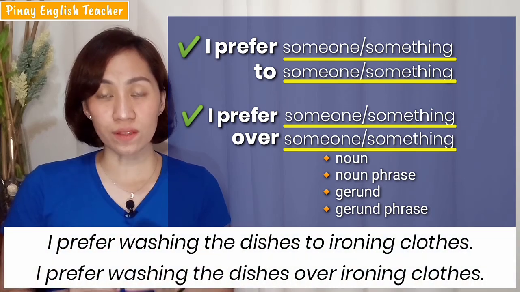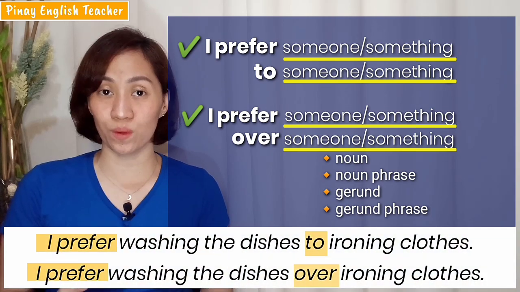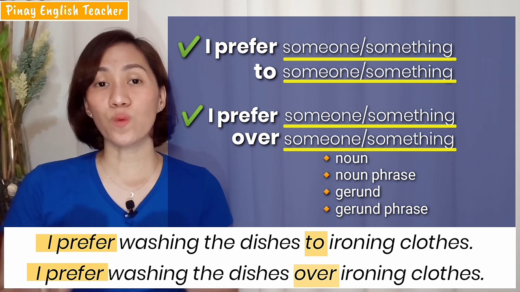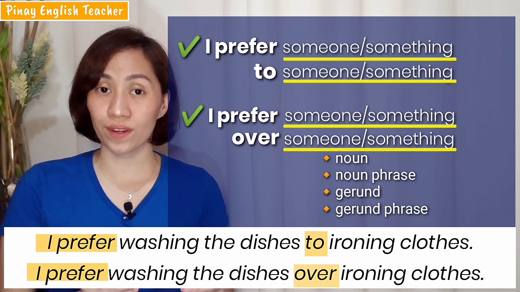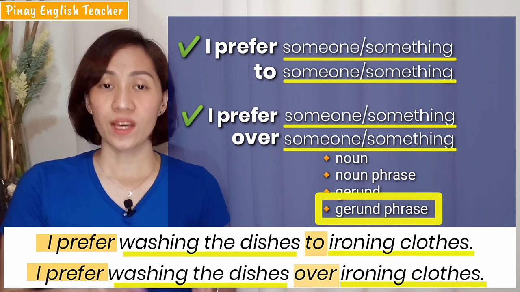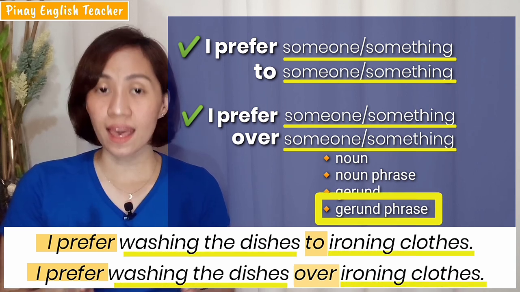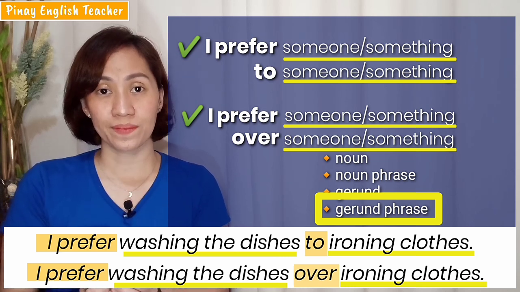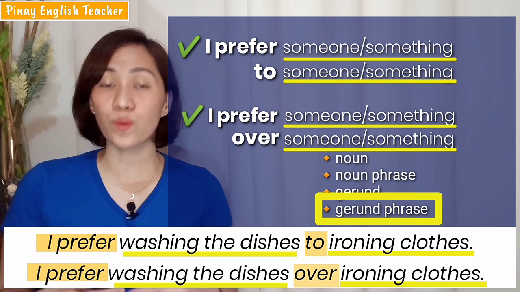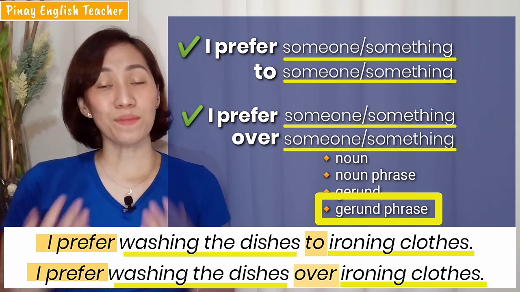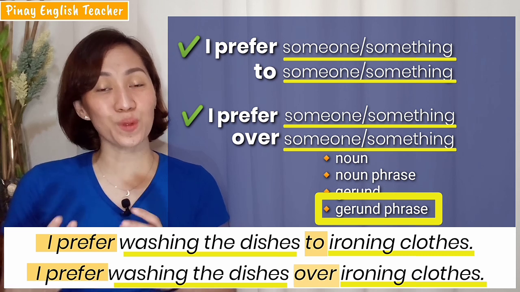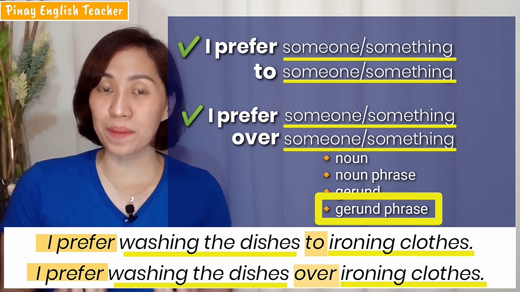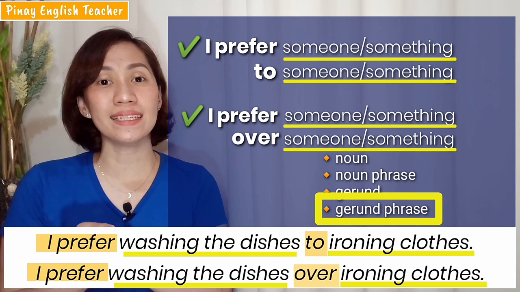I prefer washing the dishes to ironing clothes. Or, I prefer washing the dishes over ironing clothes. Yung washing the dishes and ironing clothes are examples of gerund phrases because they both start with gerunds. Ang ibig sabihin niyan in Filipino is, mas gusto ko ang paghuhugas ng mga plato kaysa sa pagpaplansya ng mga damit.